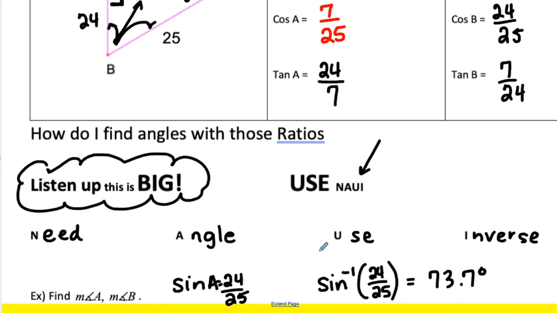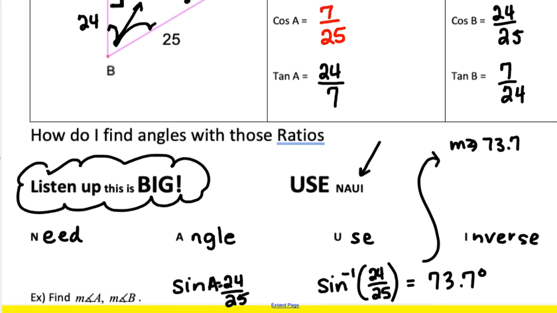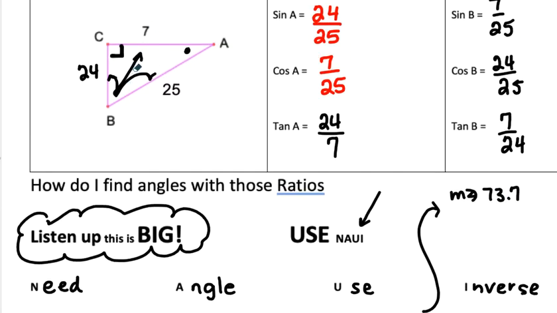All right, so now that we've got angle A, the measure of angle A was 73.7. I actually don't need to do much more because if this angle is 73.7, these two angles add to 90. So I would do 90 minus 73.7 to get angle B. I mean, you could use trig, but why would we? So 90 minus 73.7 is going to give me 16.3.